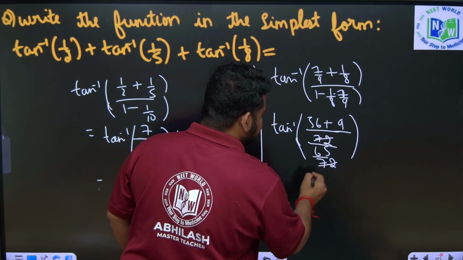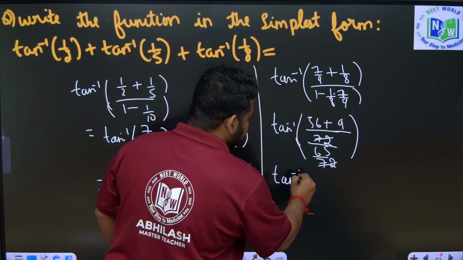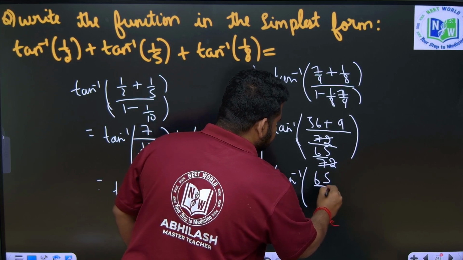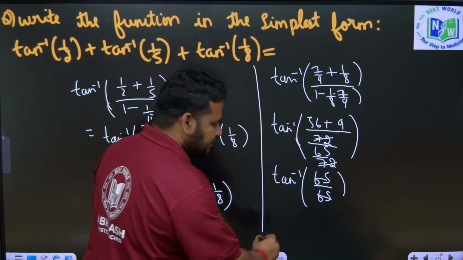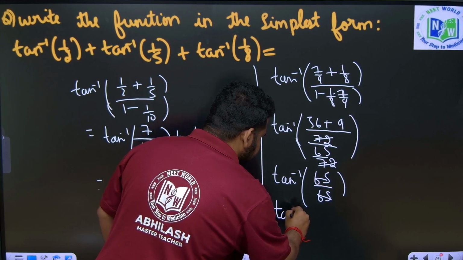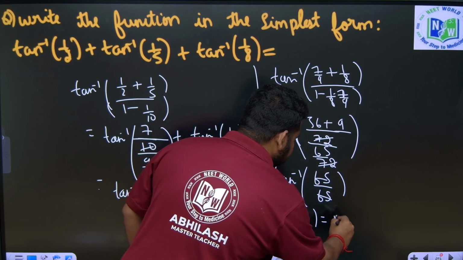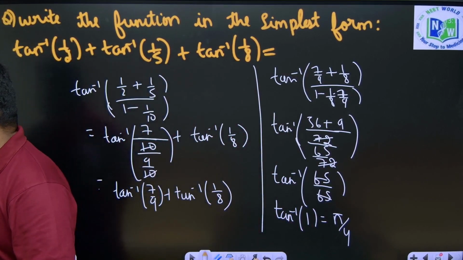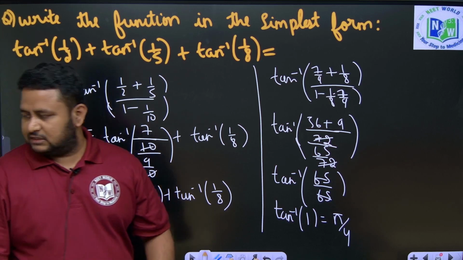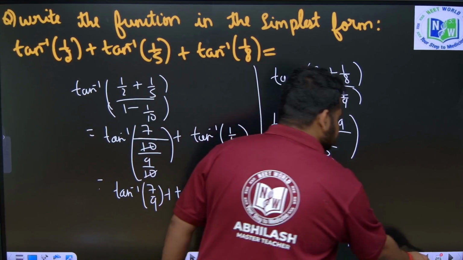The 72 cancels, and we will have tan inverse of 65 divided by 65, that is, the 65 cancels, and we will have tan inverse of 1. Tan inverse of 1 is nothing but equal to pi by 4. This is how we solve this question. Okay, is it fine, friends? Let us go to the next question.